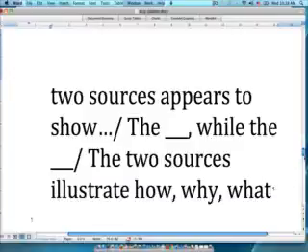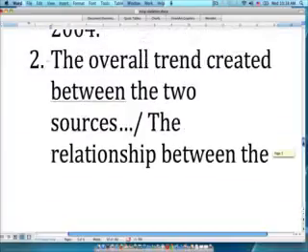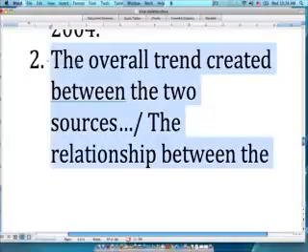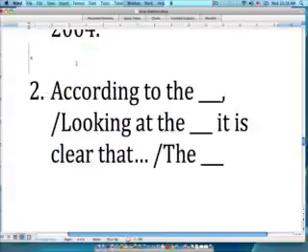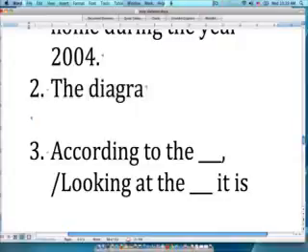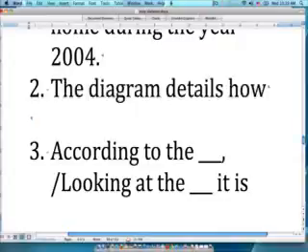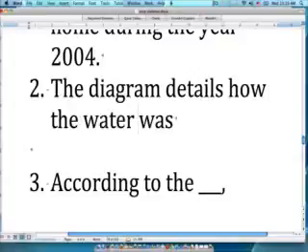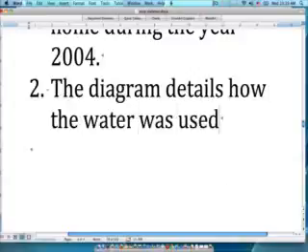So let's write our sentence here. Now we're talking about a diagram and a graph, and each source tells us something a little different about the information, but they both pertain to the same core, which is water usage in Australia. So let's write, the diagram details how the water was used. I'm using was because this is in 2004. It's something that has started and finished.